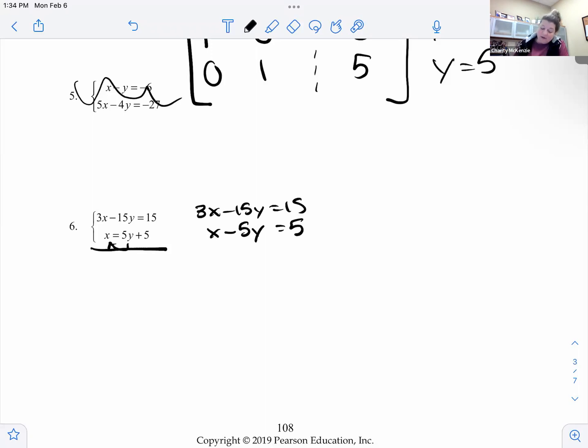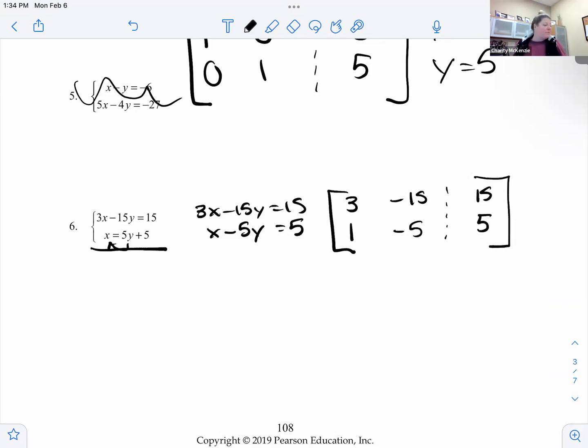Okay, so go to your augmented matrix. It's going to go 3, negative 15, 15. 1, negative 5, 5. Again, we call that our augmented matrix. That's why I keep saying that.